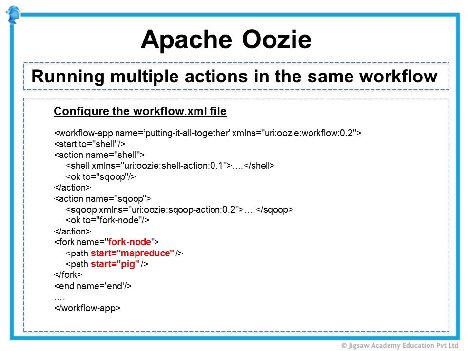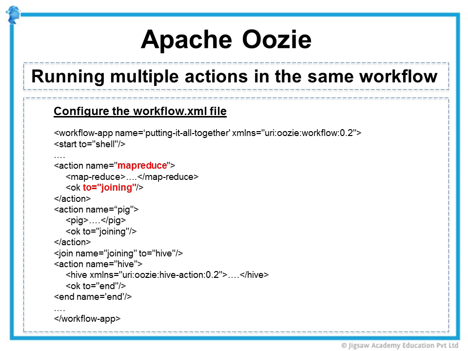Within the fork node, the start attribute in the path elements indicates the names of the workflow nodes that will be part of the concurrent execution paths, that is, which actions will run in parallel. So in our case, as was the requirement, the MapReduce and the Pig jobs will run in parallel. And once the MapReduce action is successfully completed, the control is then sent to the joining node.